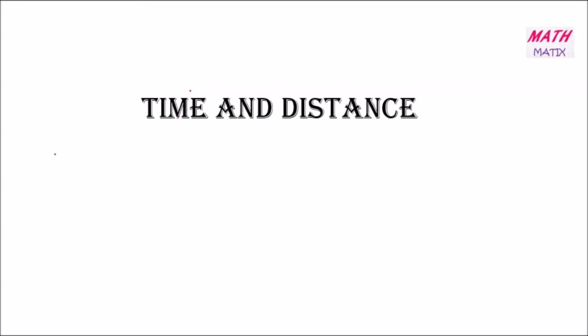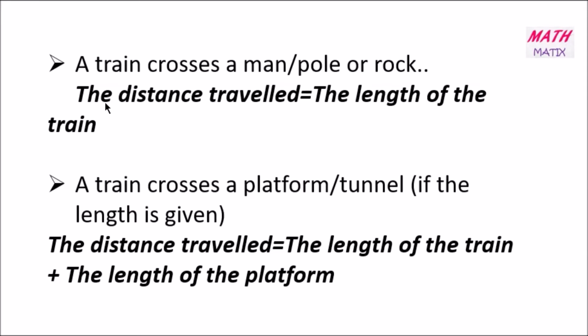We will see some important topics in time and distance. In this video, let's see problems based on trains. If a train crosses a man or a pole or a rock or some small objects, the distance travelled by the train is equal to the length of the train.